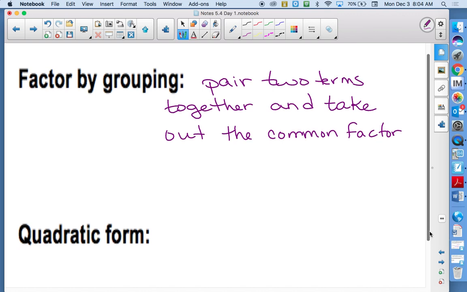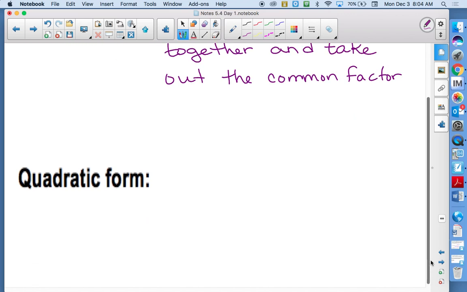The last term I think is quadratic form. Quadratic form is that ax squared plus bx plus c. That's the form that you should be familiar with. All of chapter 4 was ax squared plus bx plus c. So today we are going to look at a couple of special patterns, and then we're just going to see if we can work through some factoring problems.